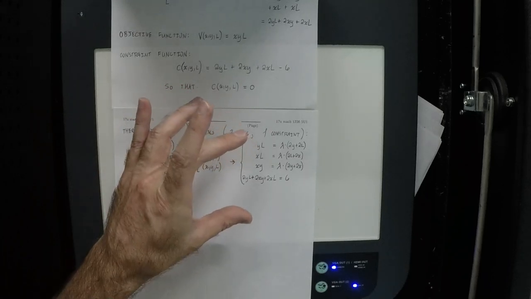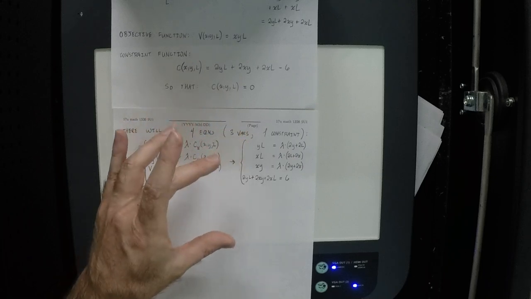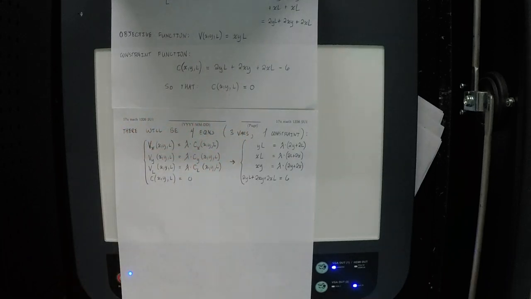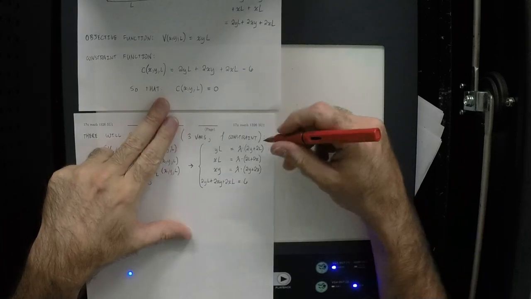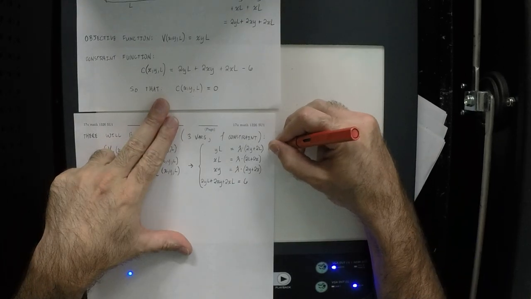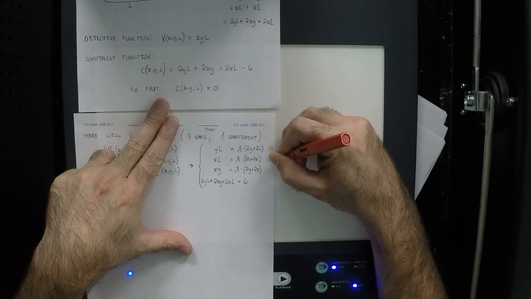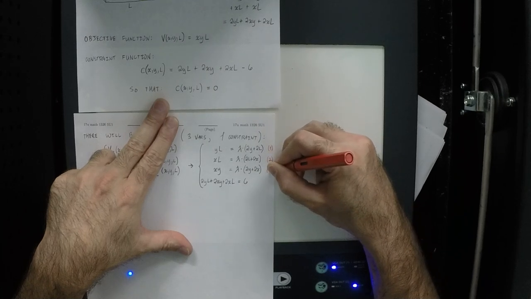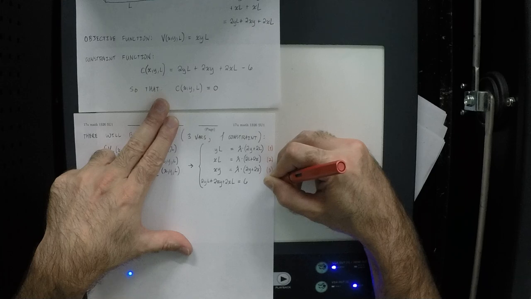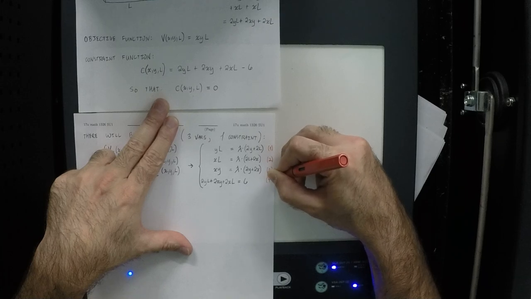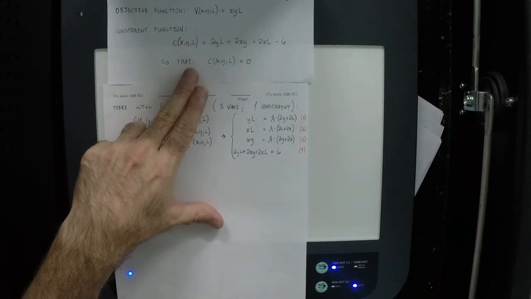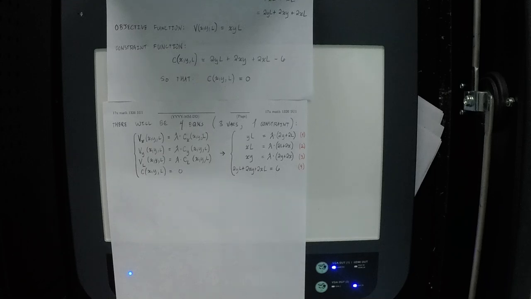So in the end now, this is what we must solve. Okay. So I'll number these equations in the usual way. I'll call this equation 1, 2, 3, 4. Okay. Now, a couple things.